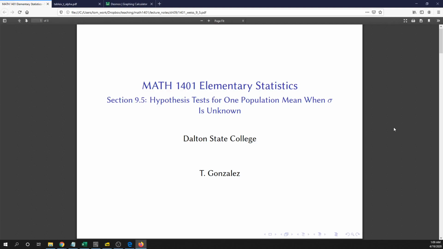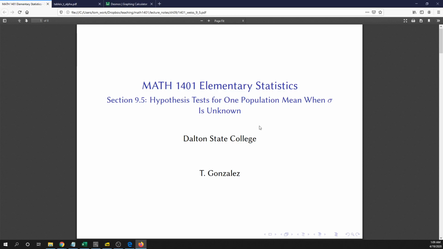In this video, we are going to talk about section 9.5, and that is hypothesis test for one population mean when sigma is unknown. So in the previous section, section 9.4, we talked about how to do a hypothesis test for one population mean when sigma is known, right? But really the more realistic case is where sigma is unknown.